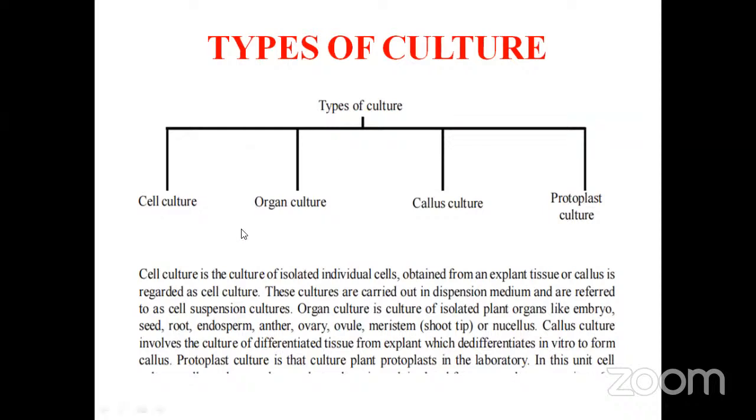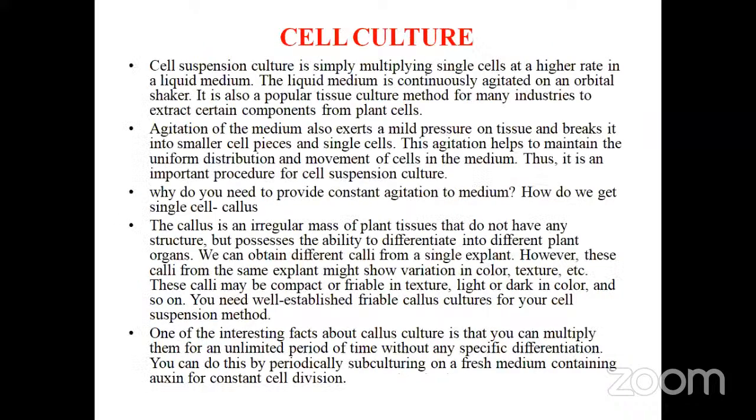First, let's discuss cell culture. Cell culture is the culture of isolated individual cells, obtained from the explant tissue or callus. In cell culture, we most probably utilize one single cell. To culture the cells, suspension culture medium is required, instead of agar medium. Agar is a somewhat solid medium, but in cell culturing we utilize suspension culture medium.